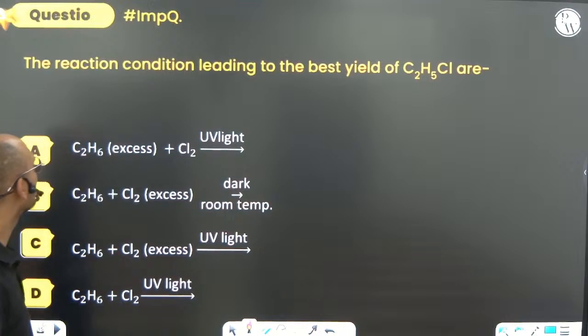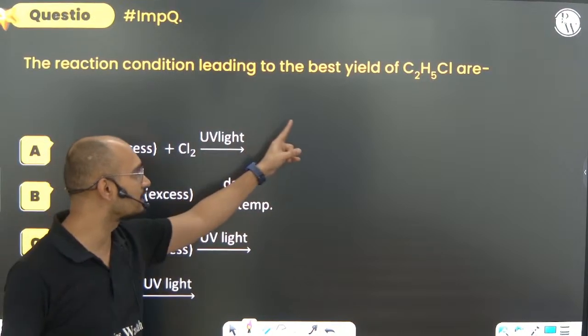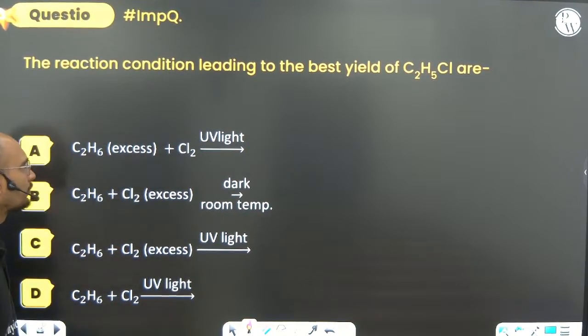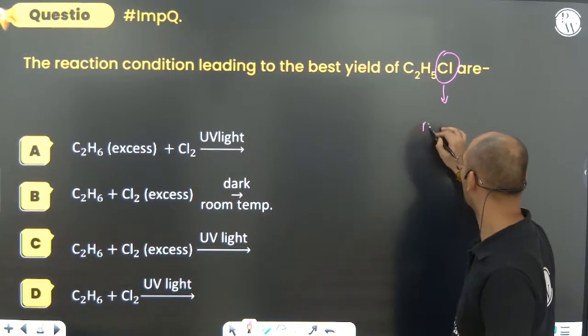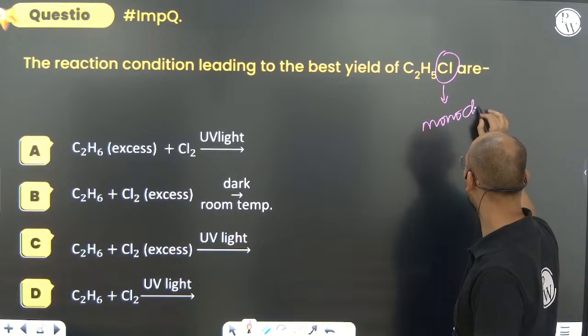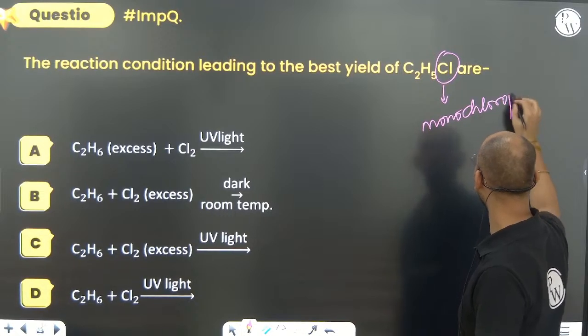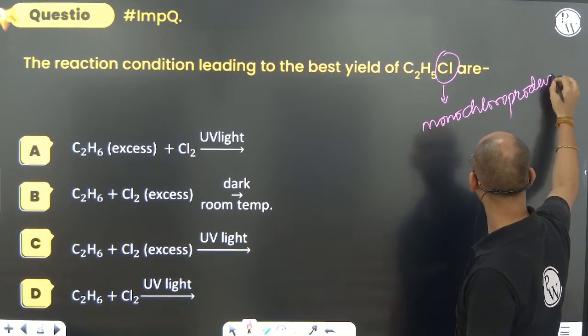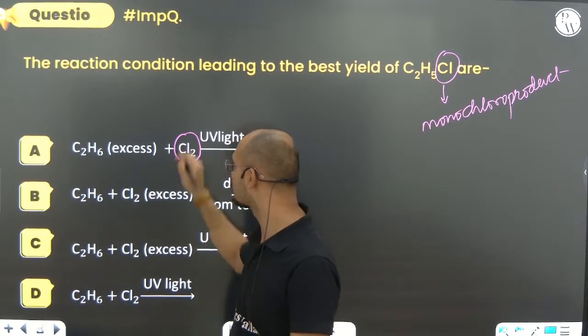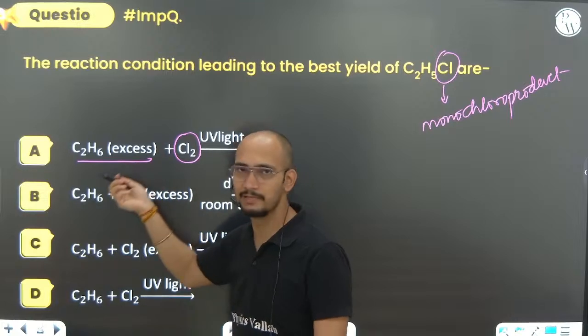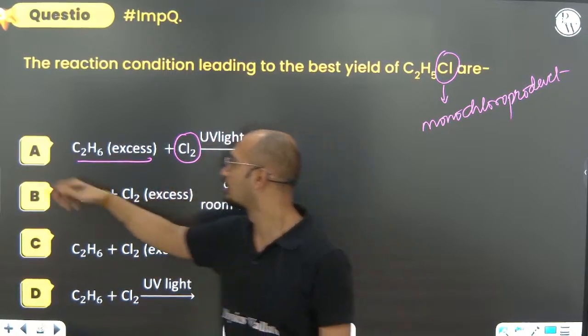Okay, next, the reaction condition leading to the best yield of C2H5Cl, which is, I hope you all can see that how much of chlorine is there? Monochloro product. It is what? Monochloro product is there. So if it is a monochloro product, always remember that chlorine should not be in excess but alkane should be in excess in the presence of hν. So option A is correct.